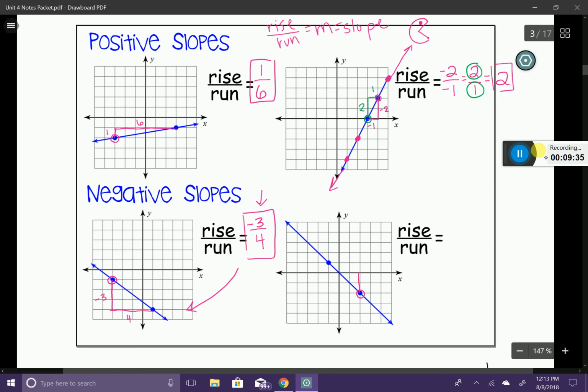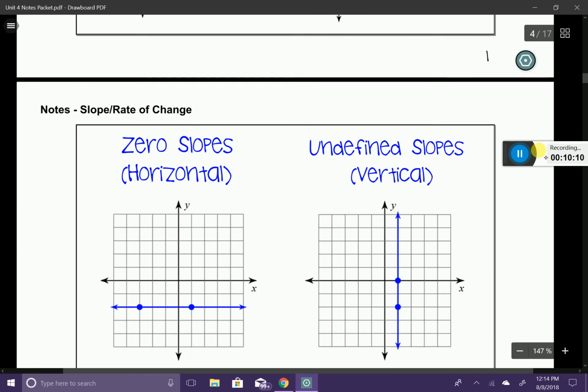I'm going to rise +3. And I'm going to run -3. You can see I'm moving in the negative direction. So that's going to give me 3 over -3, which I know will simplify down to -1. So therefore, the slope of this line is going to be -1. Now you can also see that there are a lot of other points on this line. You can see that the slope of this line is -1, and it's going to go all the way up this page here. Okay, let's look at the other two that we talked about here today.